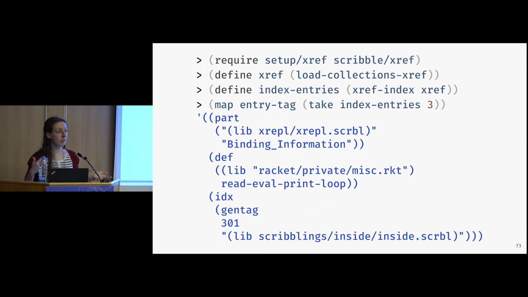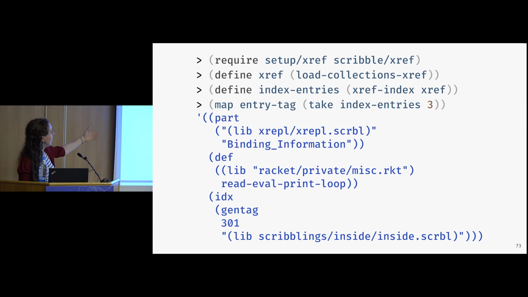This is similar to the Haskell example I was talking about earlier. So I'm just going to import some libraries. Scribble is the Racket documentation tool. And I'm going to call this load-collections-xref function. And then I can call xref-index, and say, give me a list of all the things that are indexed in this documentation. Let's just take the first 3 of them, pull out the entry tag, and here are the first 3 things, returned in an arbitrary order. Just the first 3 things that happen to be in my entire set of installed documentation.